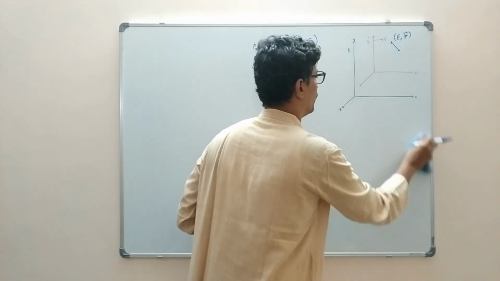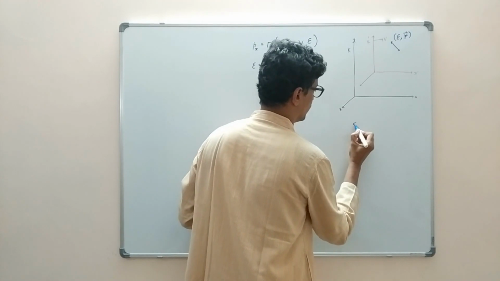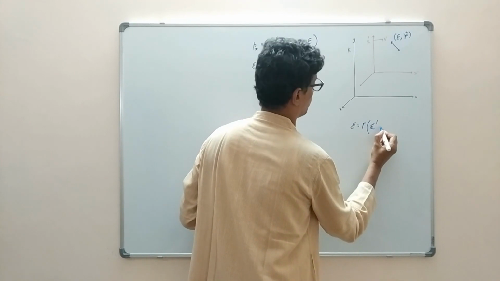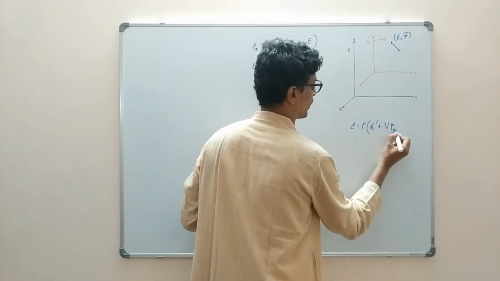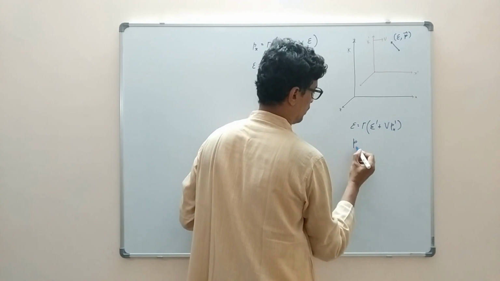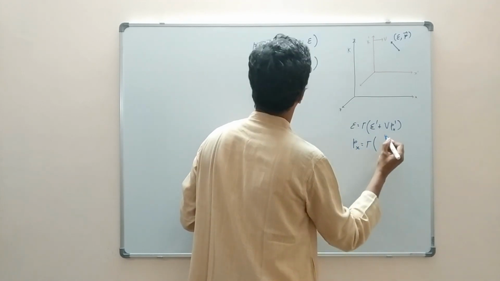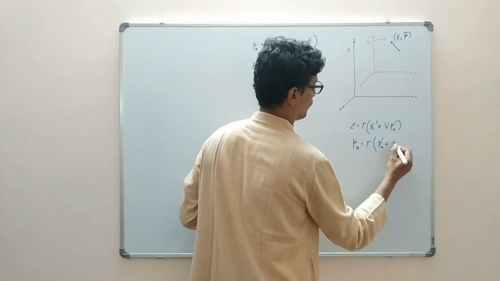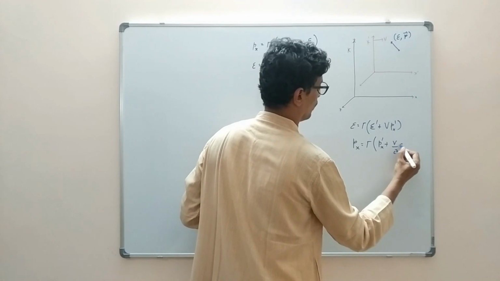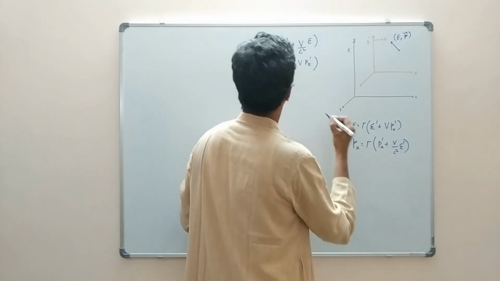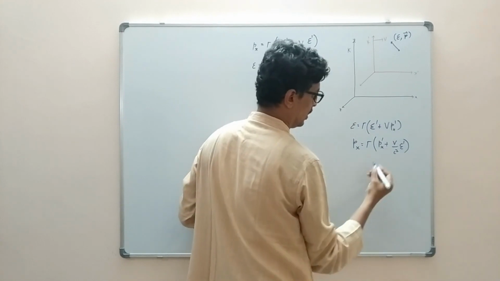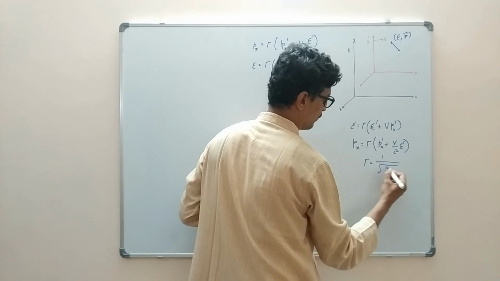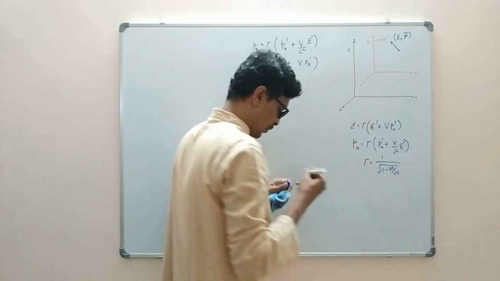So what we are having is your energy E is given by gamma times E prime plus V P of X prime, and your momentum P of X is equal to gamma times P of X prime plus V by C square of epsilon prime. Sorry, this is prime here. And your gamma is nothing but 1 by root of 1 minus V square by C square.